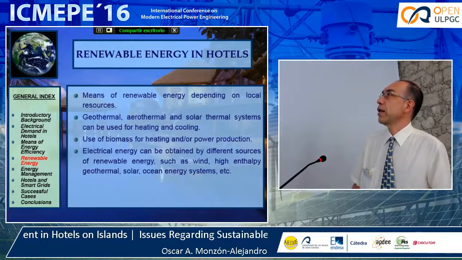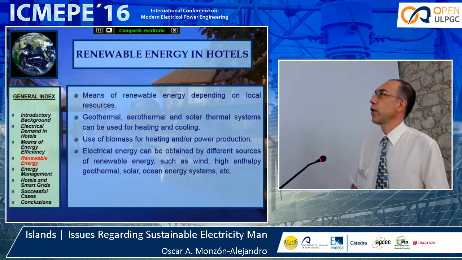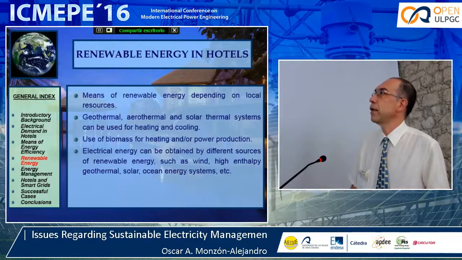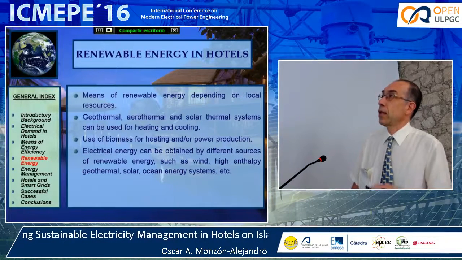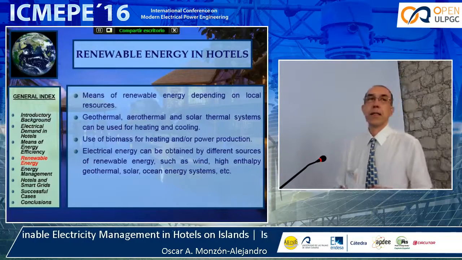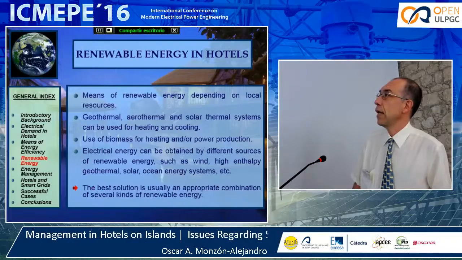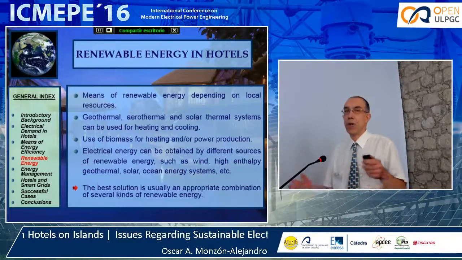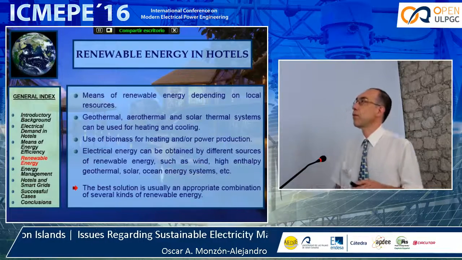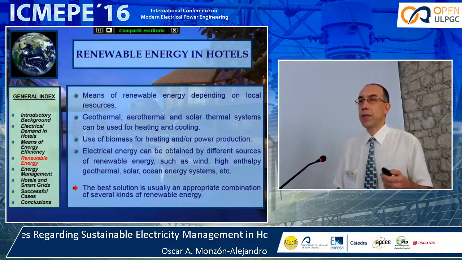Of course, electrical energy can be obtained by different means of renewable energy, such as wind, high-enthalpy geothermal, solar, and ocean energy systems, as is the case of the Hawaiian Islands, for instance. The best solution is usually to harmonize a group of different renewable energies to work together in an optimal way.